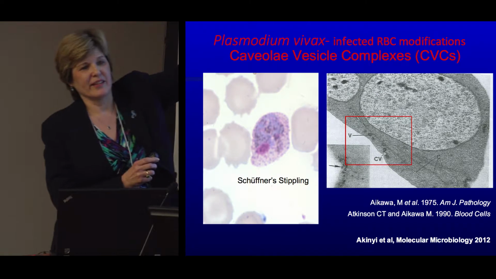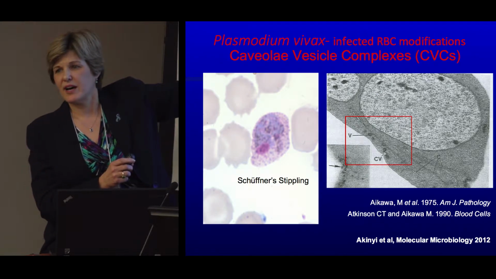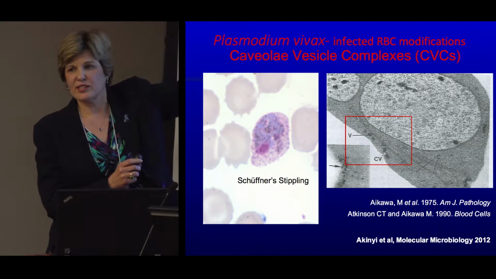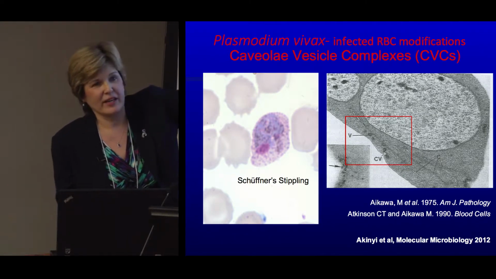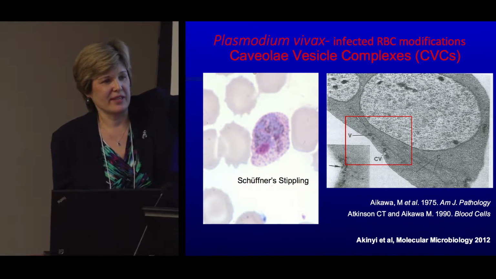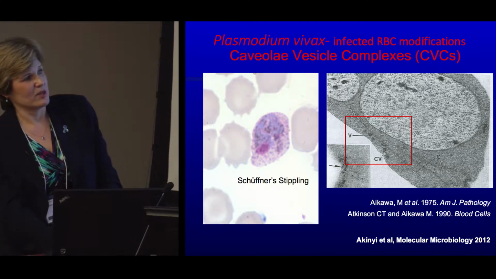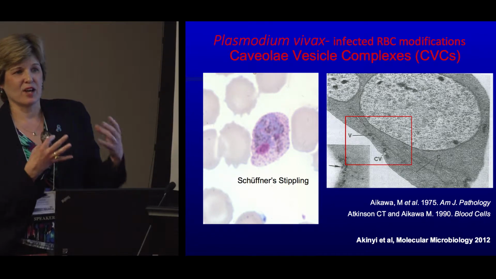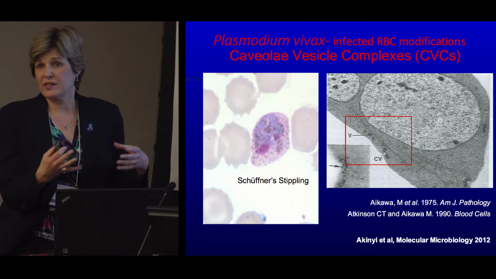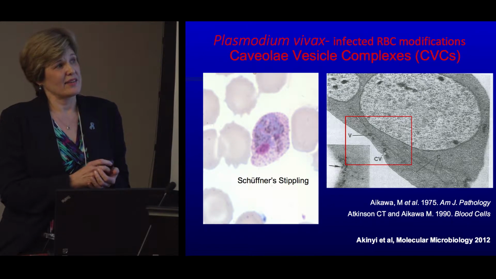Here you see the speckling you see in a Giemsa stain of Plasmodium vivax or cynomolgi. Each little dot is one caveolar vesicle complex. And you can see here by EM, they're actually open. You see an indentation of the infected red blood cell membrane. So there's this communication that we don't understand. A lot of the biology of these things, of the parasite and the host communicating, has yet to be learned.